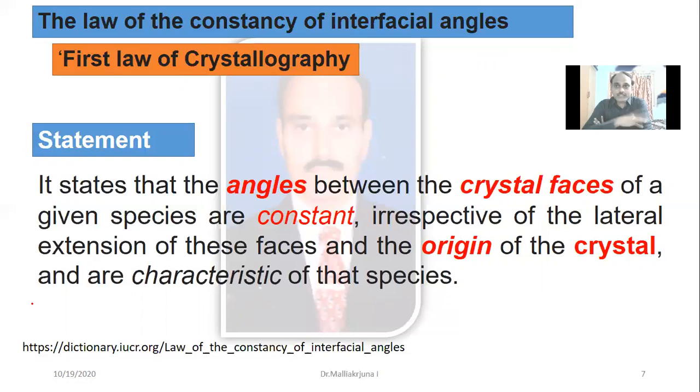As I said, during the growth of the crystals, the size and shape may vary. Hence, there may be an extension of the faces as the size increases. Some faces may increase or some faces may decrease in size. But the angles between the crystal faces of that species remain constant. This is called the law of the constancy of the interfacial angles, which means that there is a consistency in the angles between the faces.